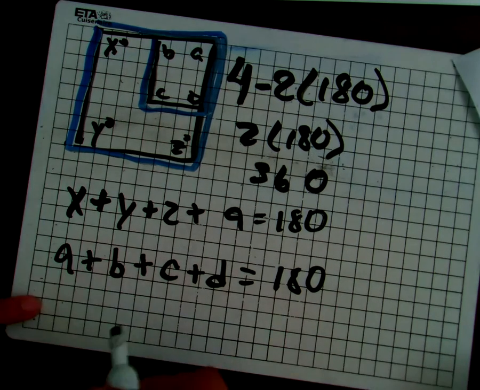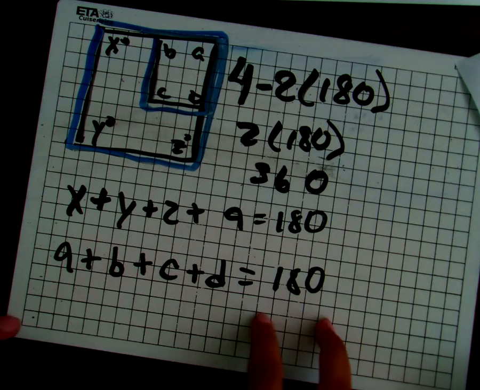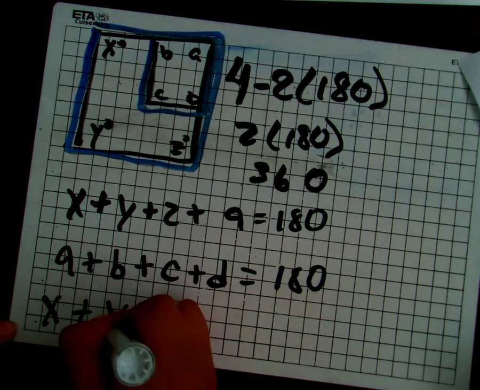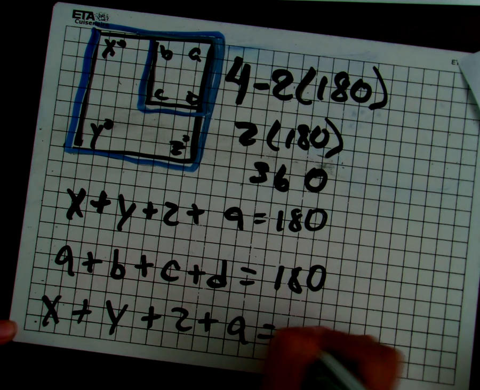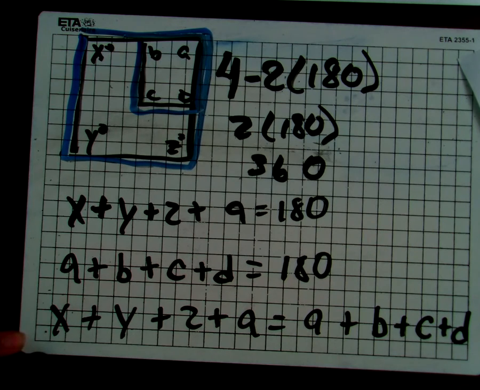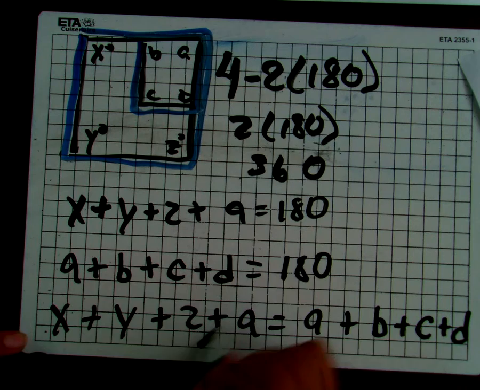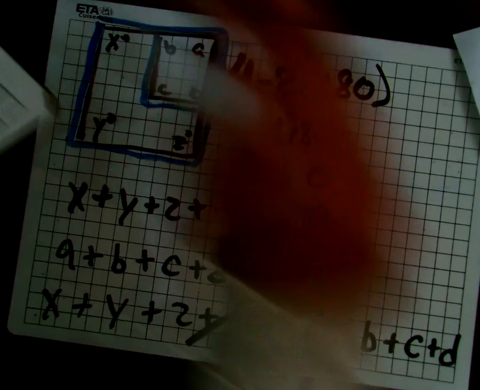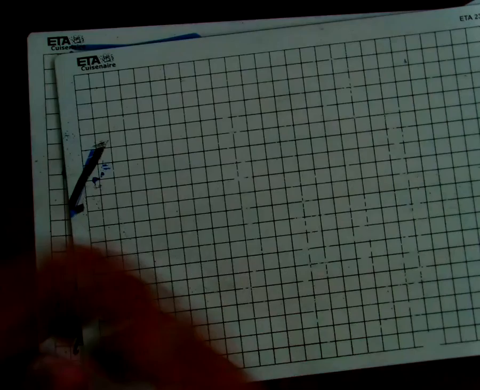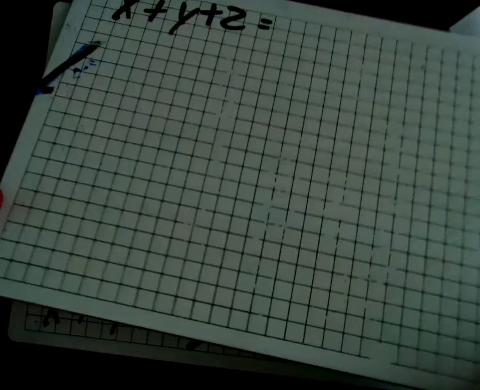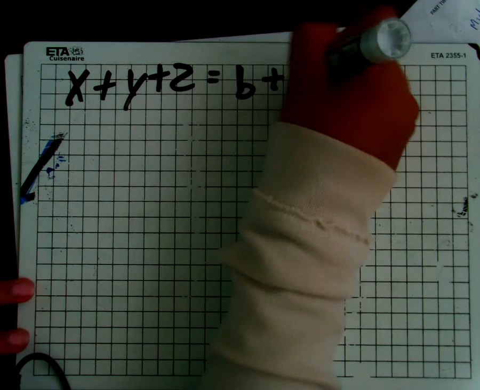Well, here we have a system of equations where we can substitute the 180 equation into there. So now we would have x plus y plus z plus a equals A plus B plus C plus D. Clearly, we have an A on both sides, so if you subtract an A, you will get rid of the A's, and you will be left with x plus y plus z equals B plus C plus D.